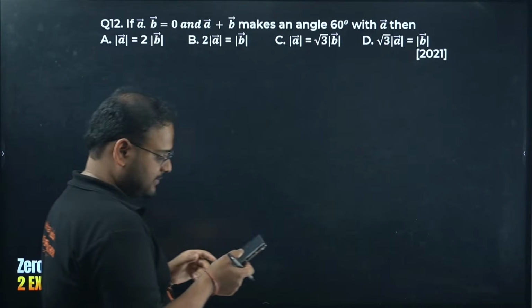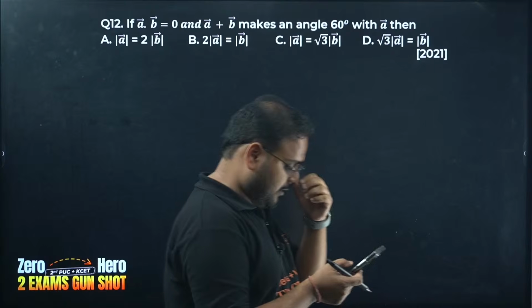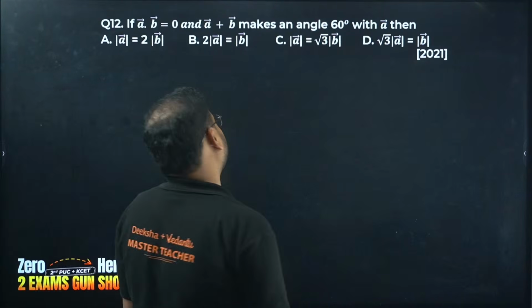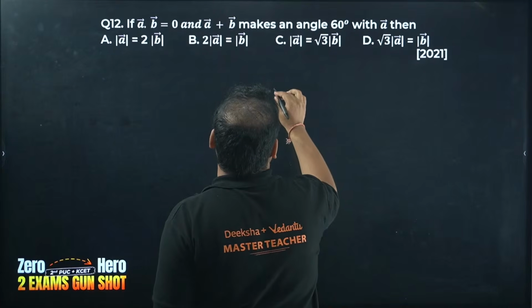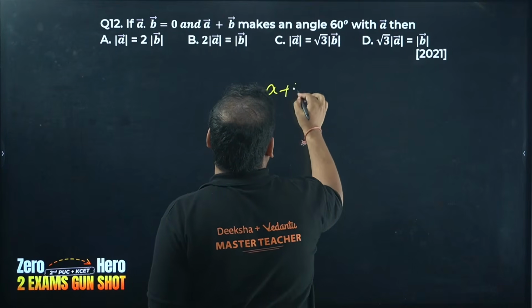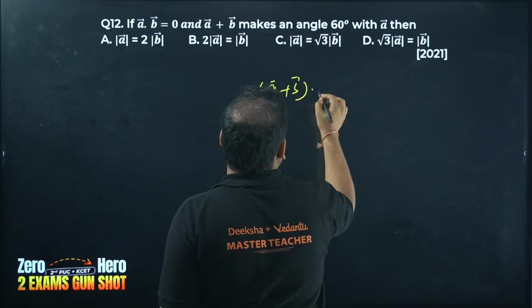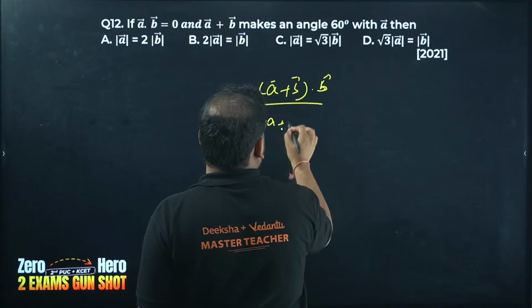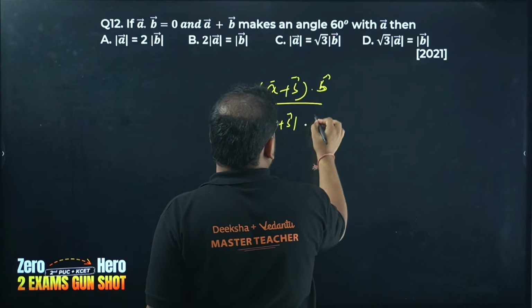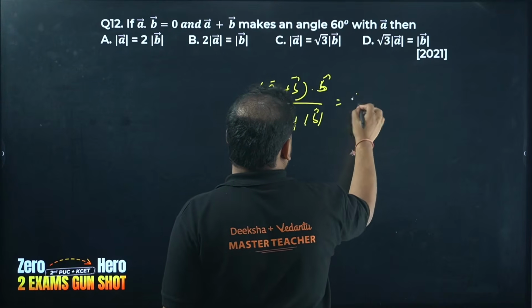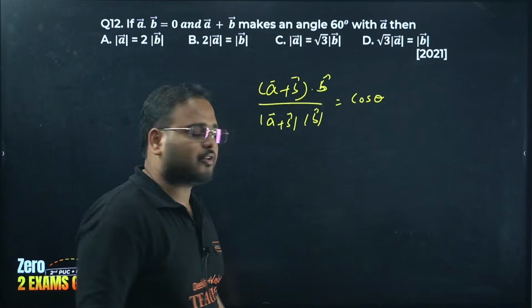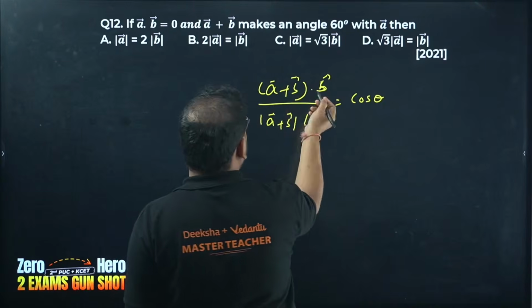Yes, come on guys. This question over here. What is the answer? A dot B is 0. A plus B makes an angle 60 degree with A. Means A plus B dot with B by modulus of A plus B into modulus of B will be cos theta. Correct? That's the property. That's how you write the angle. Theta is 60 degree over here. A plus B dot with B.